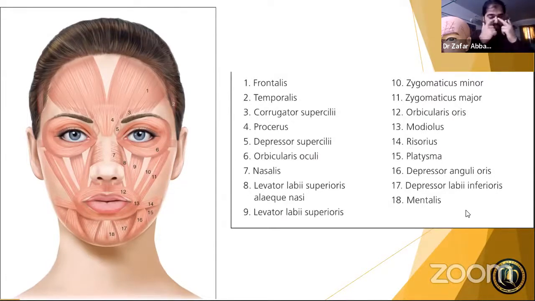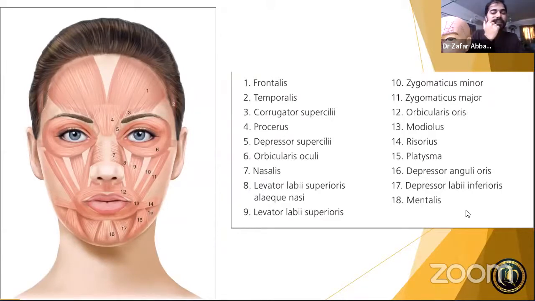Okay. These are the bunny lines. We inject on bunny lines to improve the bunny lines. Okay. This is crow's feet. We inject in 3 points. If the patient asks for a brow lift, at the end of the eyebrow, we inject 2 units. It helps to lift the eyebrow.